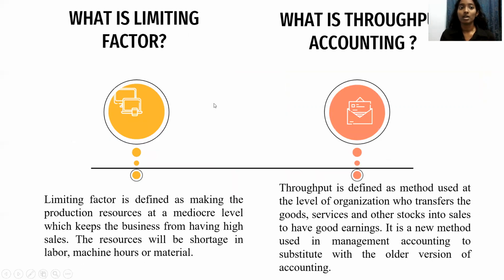Next would be what is limiting factor and what is throughput accounting. So limiting factor can be said it's a way to define making the production resources at a mediocre level, which keeps the business from having high sales. The resources such as the shortage in labor, machine hours, or material. So throughput can be defined as a way that uses the level of organizations who transfer the goods and services into sales or earnings for the company. So it's a new method which has been substituted with the old conventional accounting method.